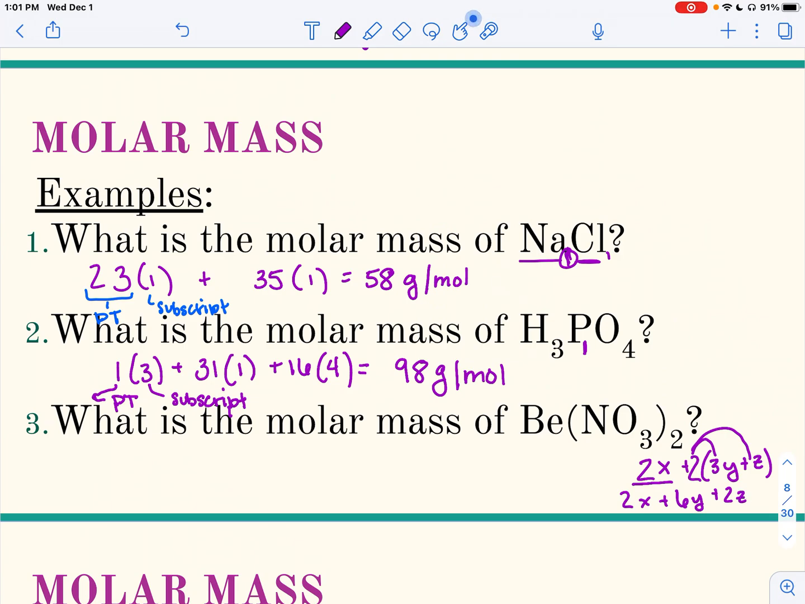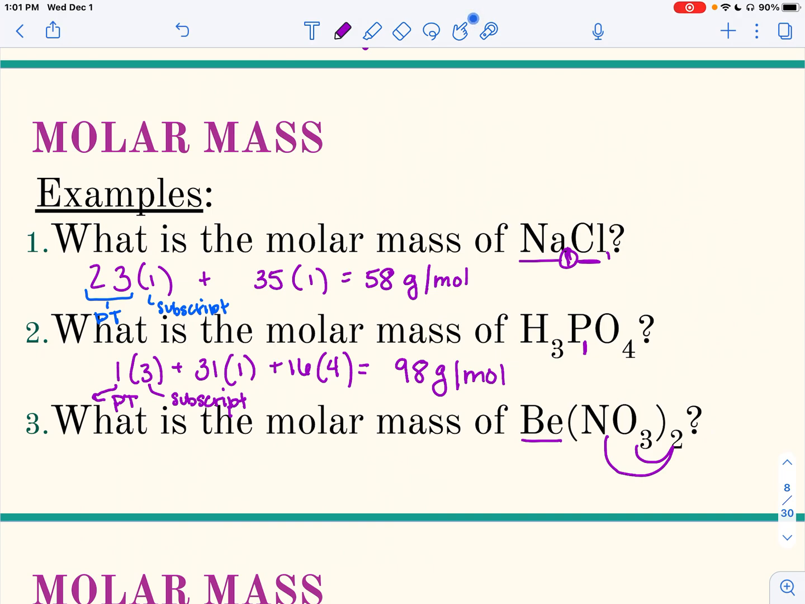Okay, so all I did was distribute that 2 in the parentheses. We're going to do the same thing here. The only difference is that because it's a subscript, that's what you're going to be multiplying by. So this 2 is going to be distributed to both of the subscripts inside the parentheses. The Be that's outside the parentheses, you don't have to do. If it's outside, the 2 doesn't apply to it.